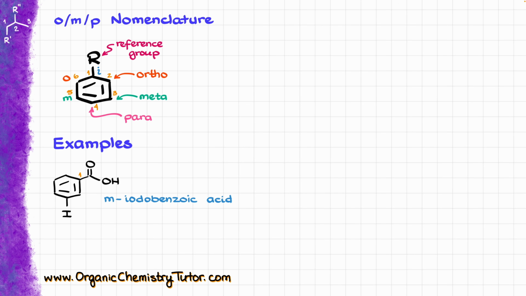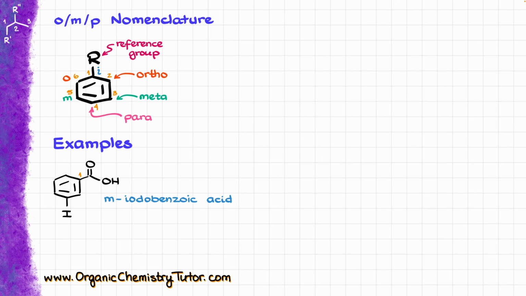Notice it doesn't really matter how I twist my molecule in space. The reference group does not have to be the top group of the molecule. It is a very common mistake and a very common misconception where people think that the reference group is always the top of the molecule. Doesn't have to be. Wherever you have your highest priority, that is your reference group.